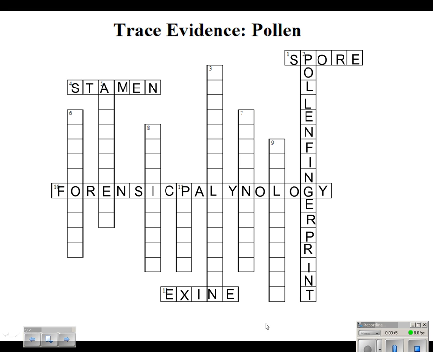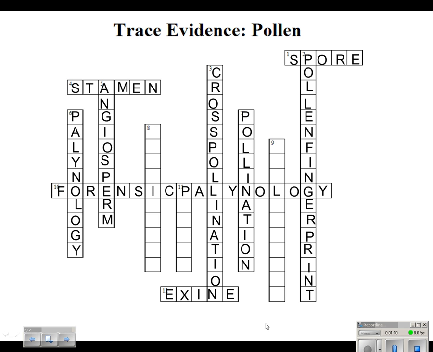The transfer of pollen from one plant to another plant, 3 down, is going to be cross-pollination. Number 5, a flowering plant that produces seeds within a fruit is called an angiosperm. Number 6 down, the study of pollen and spore evidence is simply palynology. 7, the transfer of pollen from the male reproductive parts to the female reproductive parts, and remember that plants do reproduce sexually with pollen being the sperm cell, is going to be called pollination.